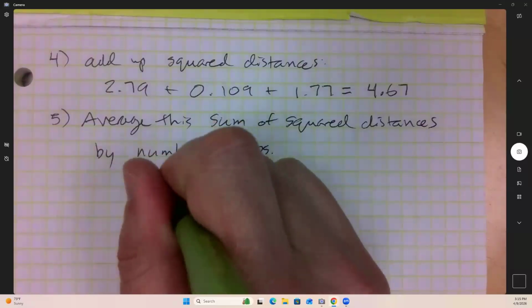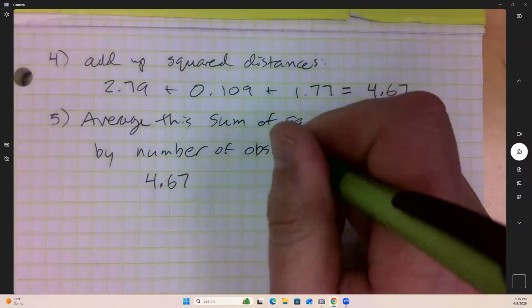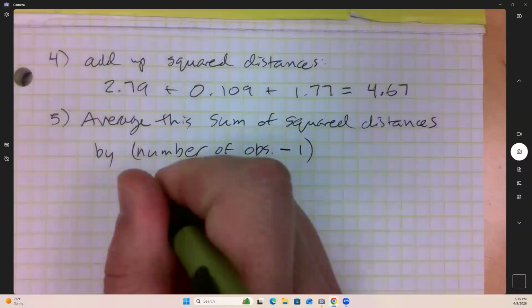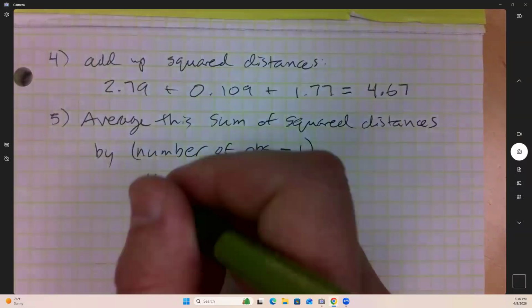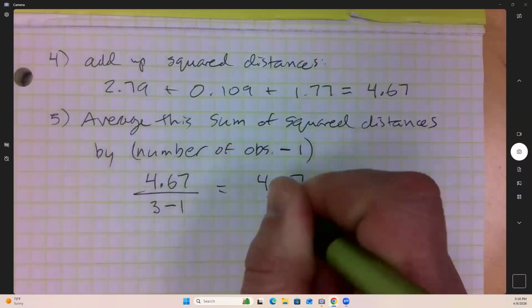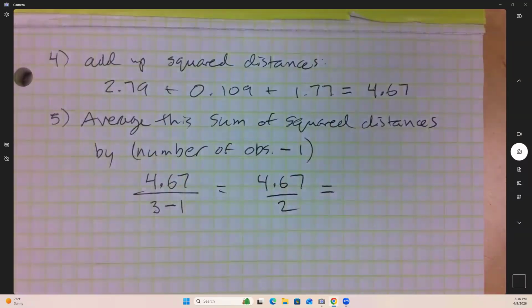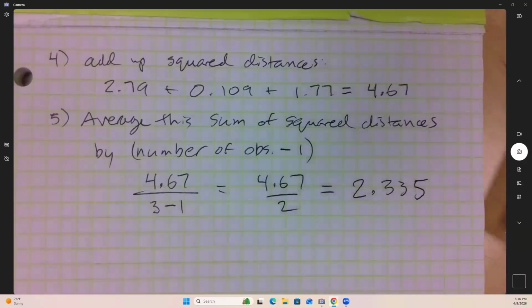So I take 4.67. Oh, it turns out mathematically, it was a little better if you take one away from it. I don't know why. I kind of know why. So we're going to divide 4.67, not by 3, but by 3 minus 1. If you have 100 observations, it doesn't matter so much. So 4.67 over 2, 2.335. We're almost done. One more step.